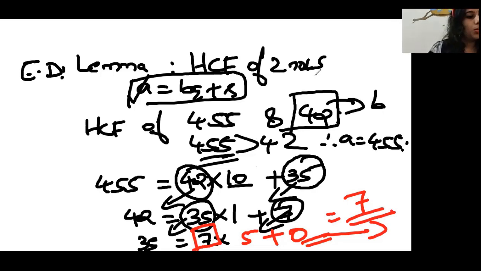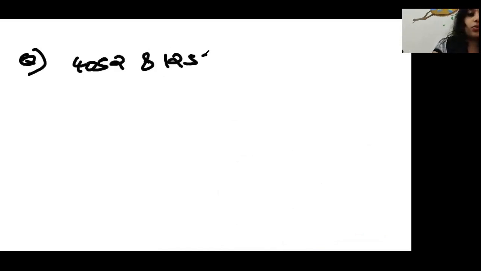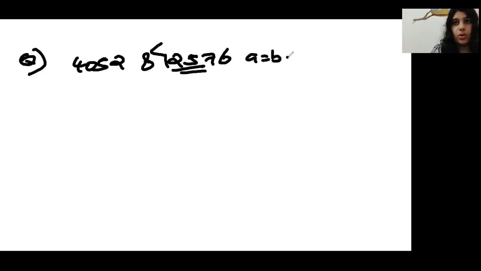Now we can do one more problem the same way. Find the HCF of 4052 and 12576 by Euclid's division lemma. So the same way we compare which is the greater number. This is the greater number, so this will be my A, obviously. So A equal to BQ plus R I'm dealing with. So my A will be what?